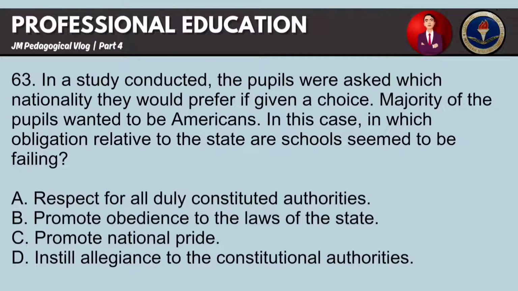In a study conducted, the pupils were asked which nationality they would prefer if given a choice. The majority of the pupils wanted to be Americans. In this case, in which obligation relative to the state or school seemed to be failing? A. Respect for all duly constituted authorities. B. Promote obedience to the laws of the state. C. Promote national pride. D. Instill allegiance to the constitutional authorities. C. Promote national pride.